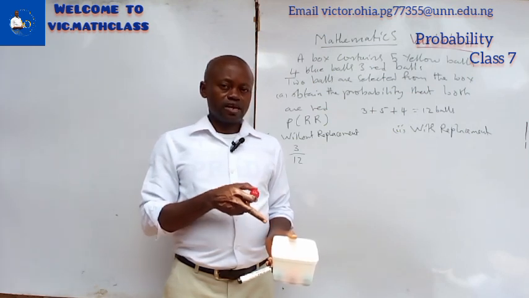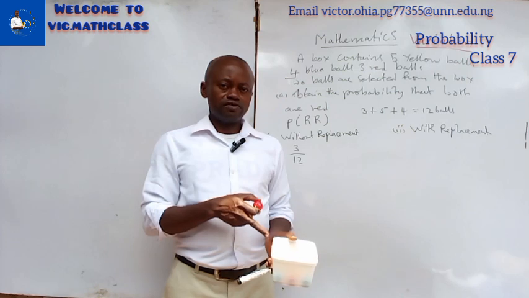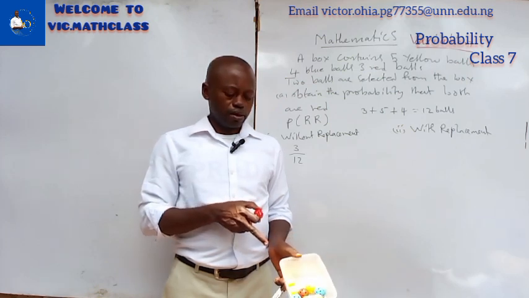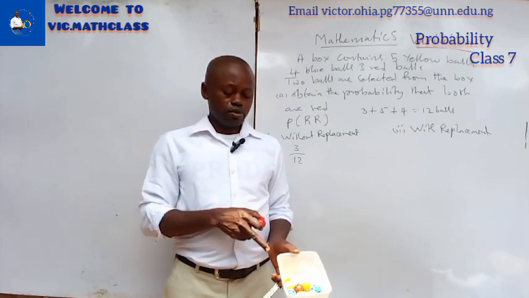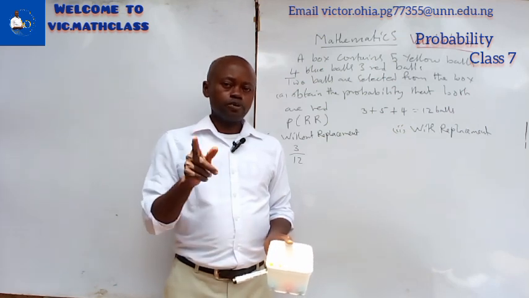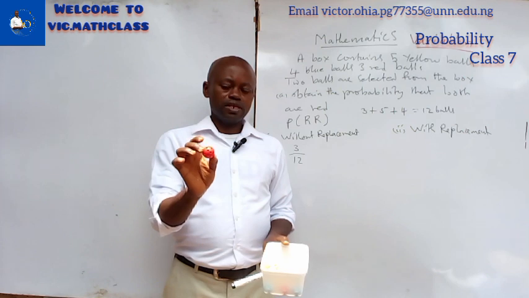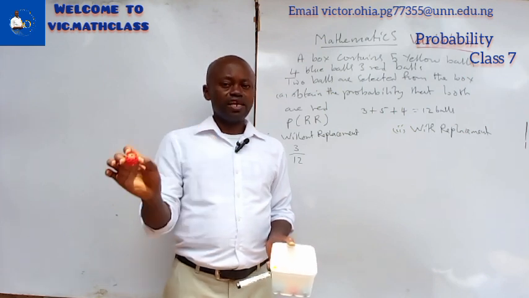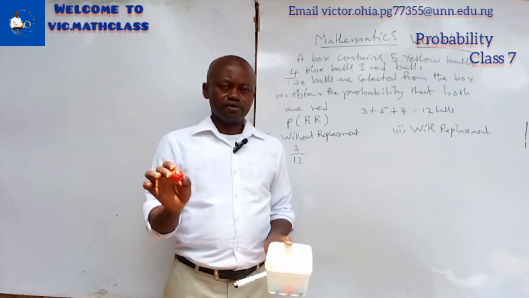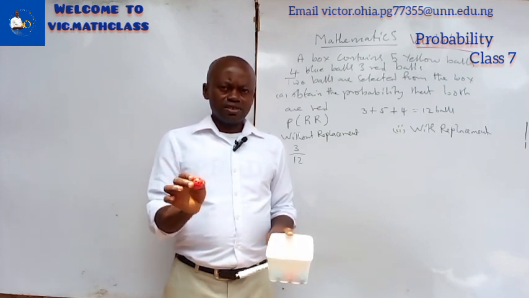And what number of red balls is left here now? You see the number of red balls that are left here now. There are 2 in number. So if I am taking the second ball and it happens to be red, the probability of this selection now will be 2 over 11. I'm sure I have been able to explain what the concept of without replacement means.